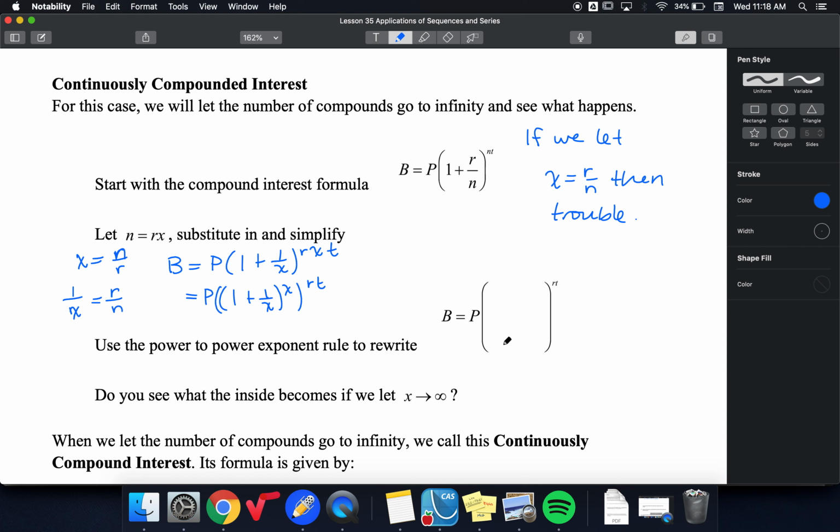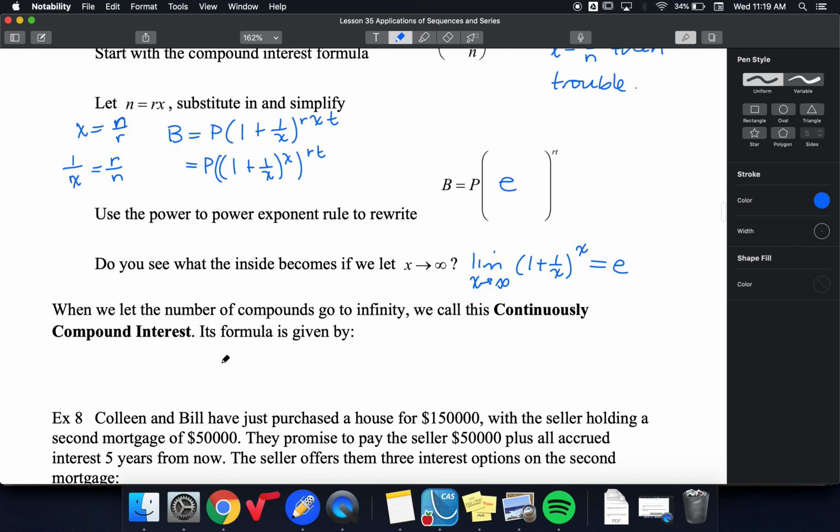So now, if we let x go towards infinity, the limit as x goes to infinity of 1 plus 1 over x to the x is the value e. So all of this I can replace with e for continuously compounding interest, and we say that the formula is Pert. So P times e to the rt is the formula for continuously compounding interest.